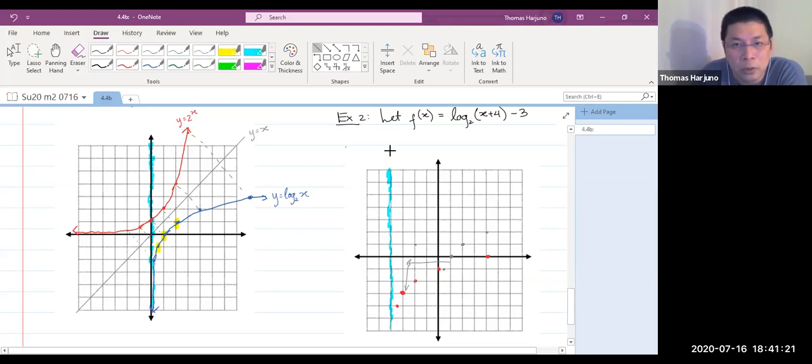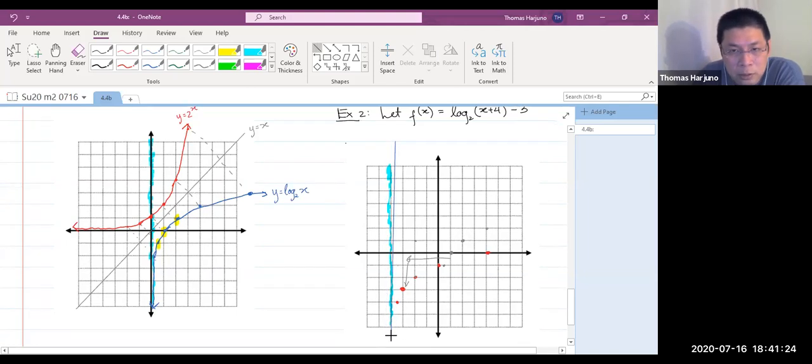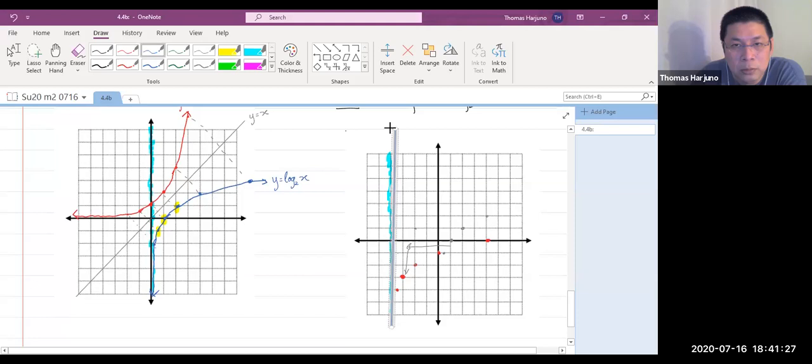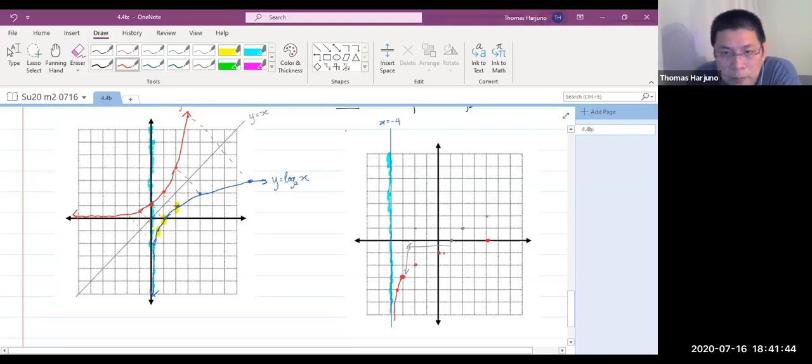The vertical asymptote will be, this is the vertical asymptote x equals -4, and therefore the graph when I connect the dots will be like this. Okay, but the fact that the x-intercept is (4, 0) and the y-intercept is (0, -1) is something you're supposed to work out analytically. So let's do that problem now.